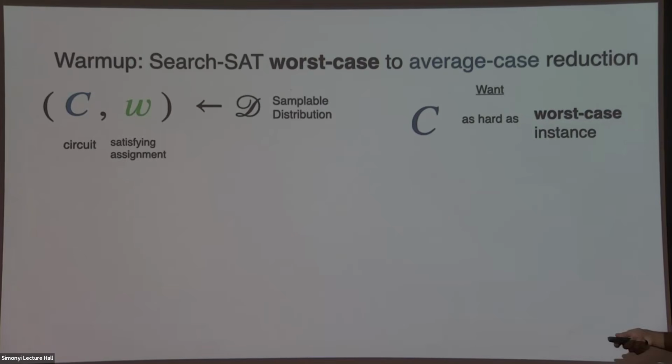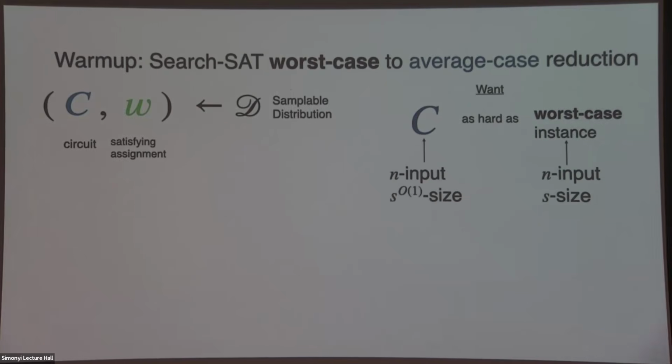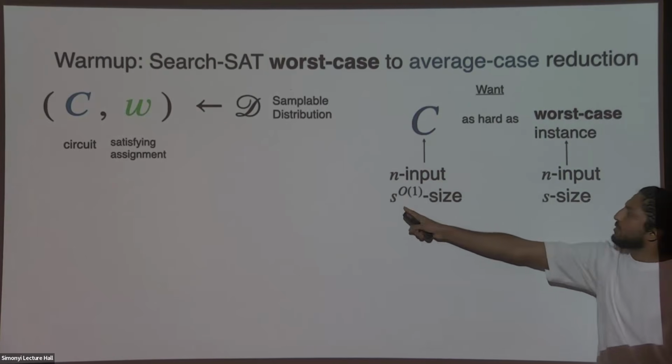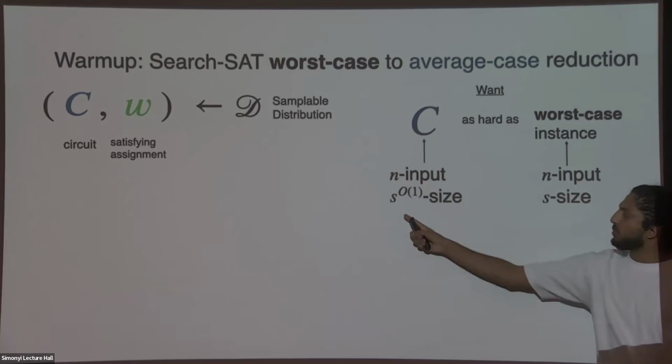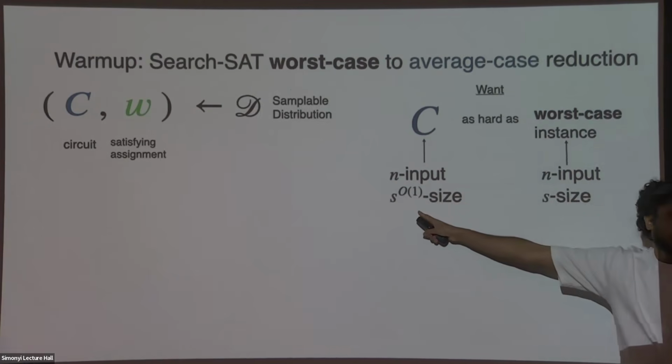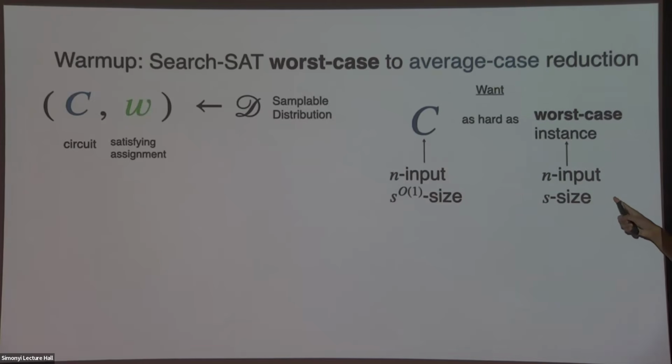So I've sampled this from a distribution, but I want this to be as hard as a worst case instance. In particular, I want finding a satisfying assignment for C, which is going to be a circuit on n inputs of poly S size, to be at least as hard as finding a satisfying assignment for a worst case SAT instance of n inputs and S size. So if I have a fast algorithm over here, I can transfer it to a worst case algorithm over here.